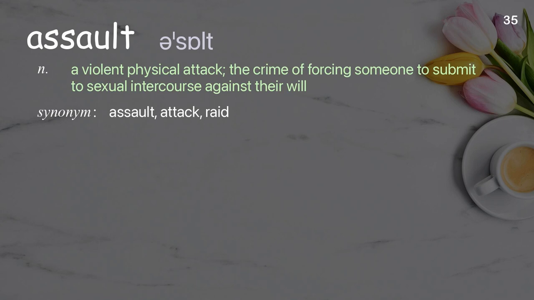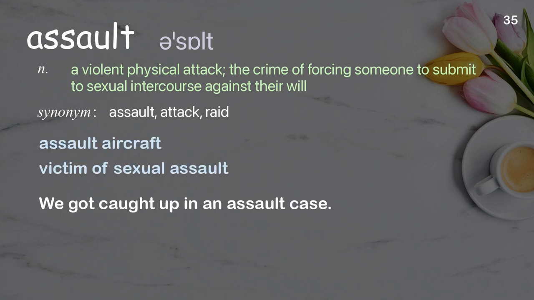Assault. A violent physical attack, the crime of forcing someone to submit to sexual intercourse against their will. Examples: assault aircraft, victim of sexual assault. We got caught up in an assault case.